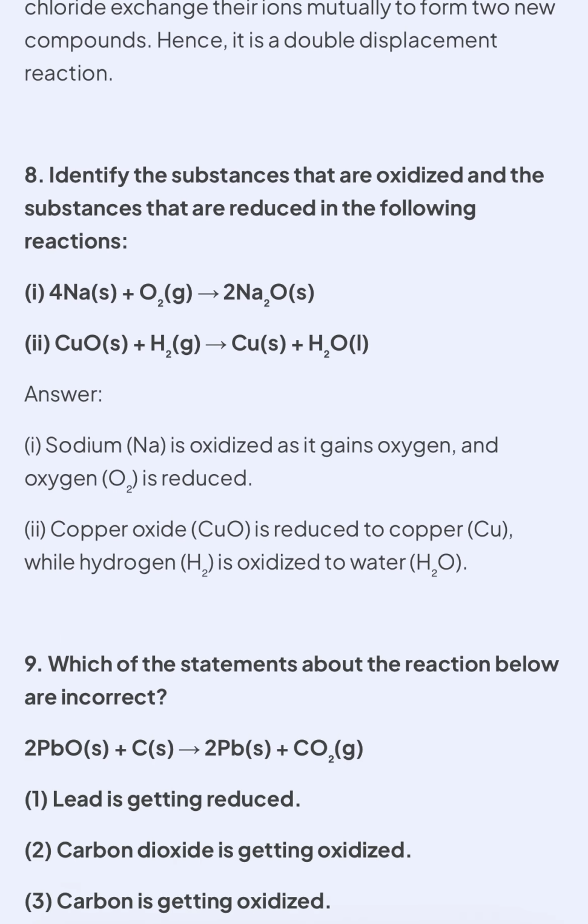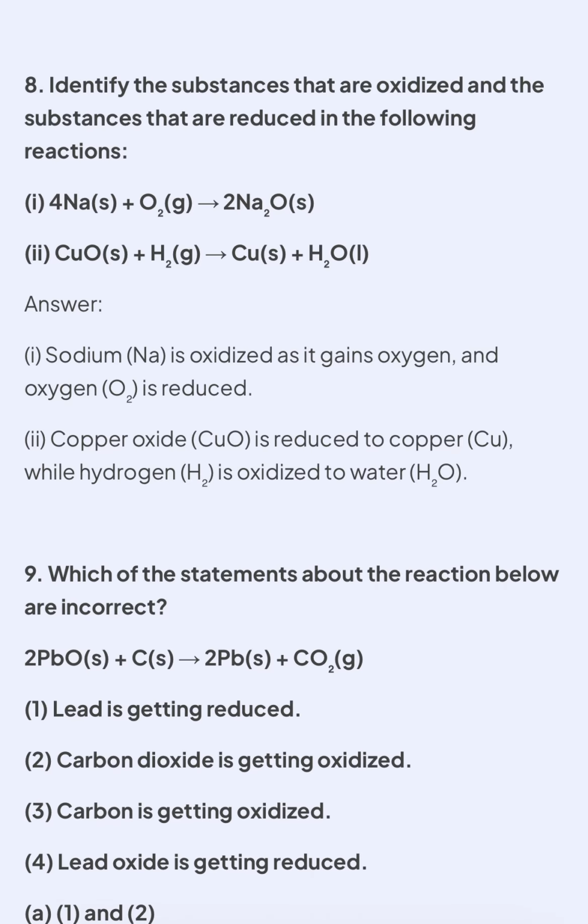8. Identify the substances that are oxidized and the substances that are reduced in the following reactions. (i) 4Na(s) + O2(g) → 2Na2O(s). (ii) CuO(s) + H2(g) → Cu(s) + H2O(l). Answer: (i) Sodium, Na, is oxidized as it gains oxygen, and oxygen, O2, is reduced. (ii) Copper oxide, CuO, is reduced to copper, Cu, while hydrogen, H2, is oxidized to water, H2O. 9.